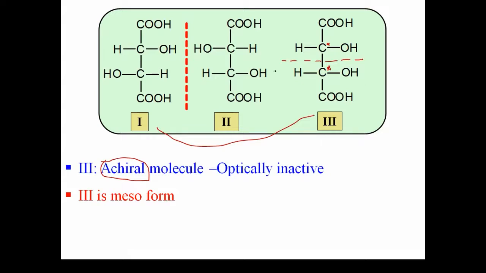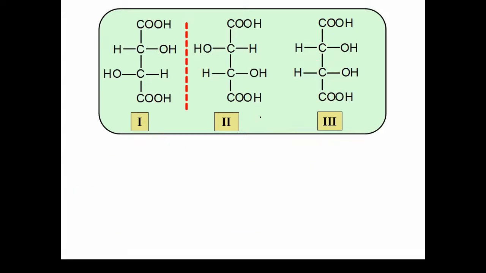Similarly, let us see the relation between second and third. They are also not mirror images of each other. Hence, this is also called a pair of diastereomers. Okay, thus there are 2 pairs of diastereomers, first and third, second and third, because they are not mirror images of each other. Okay, now our tartaric acid exists in 4 different forms.